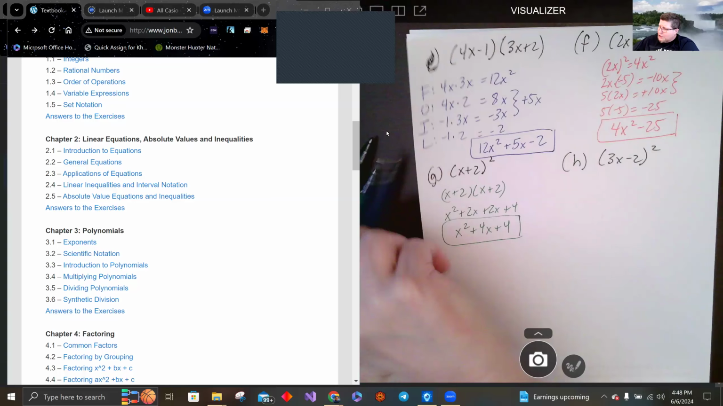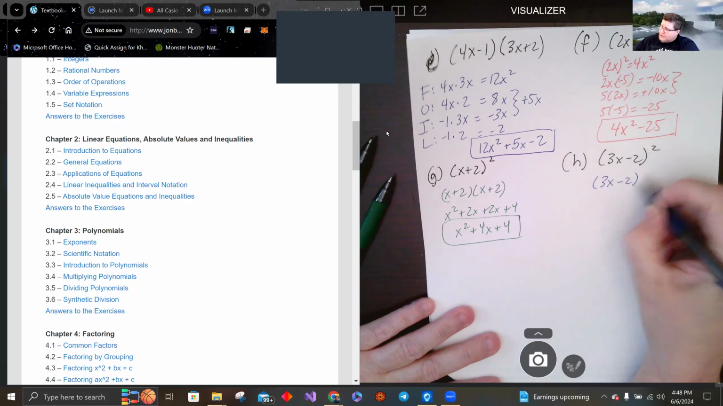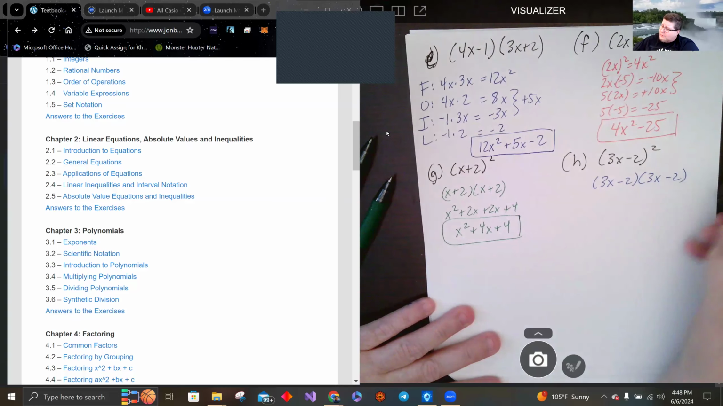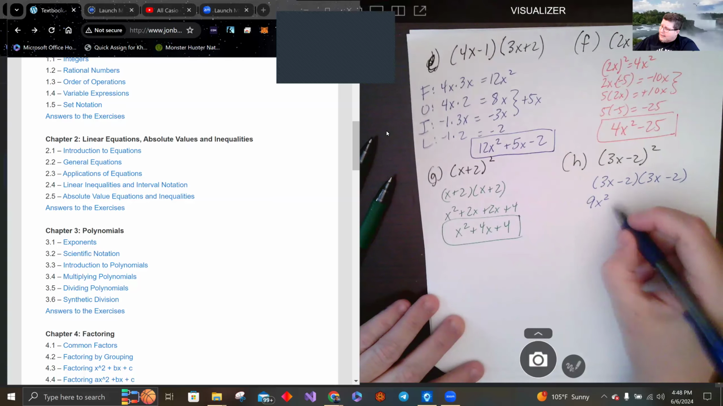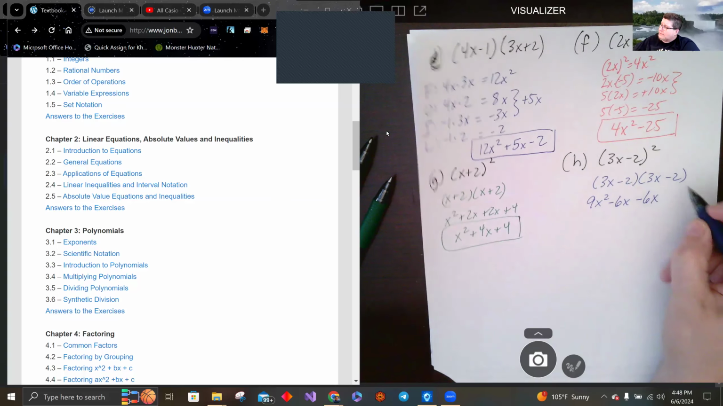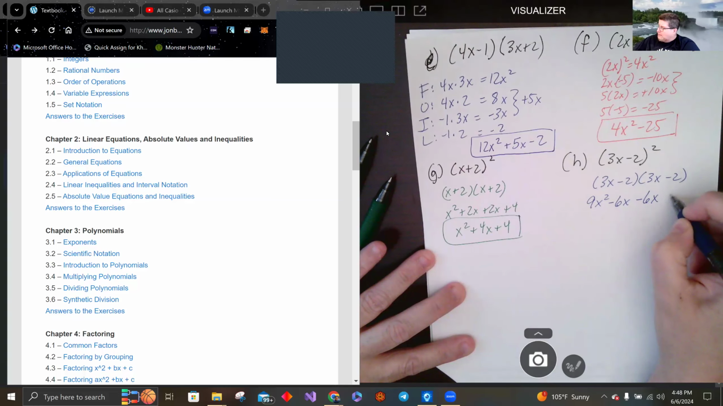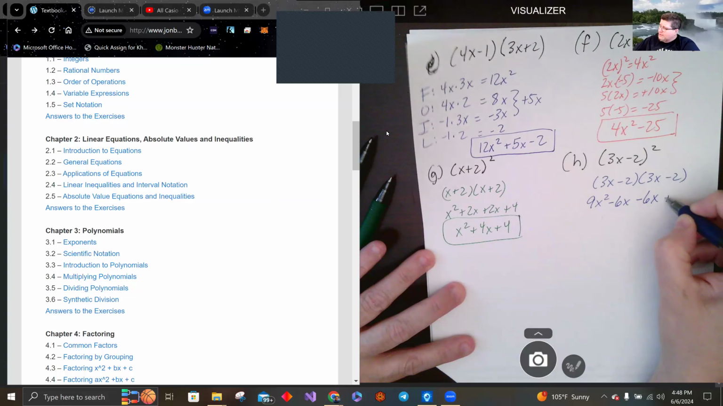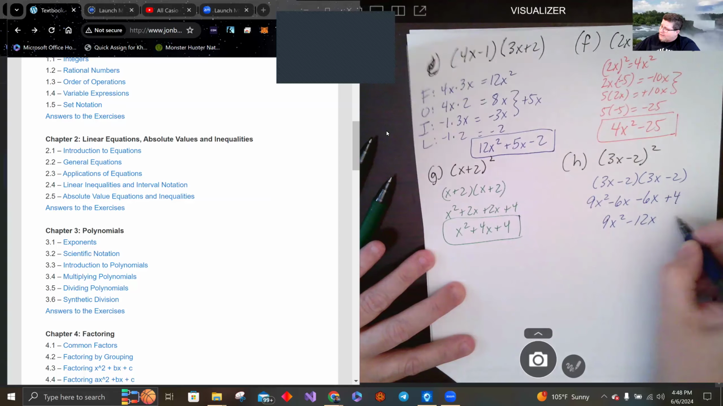And finally, also, we can't just square them. This is 3x minus 2 times 3x minus 2. Doing first, I get 9x squared. Outside is negative 6x, and so is inside. And last is positive 4. We combine them together, and we get negative 12x for the middle.